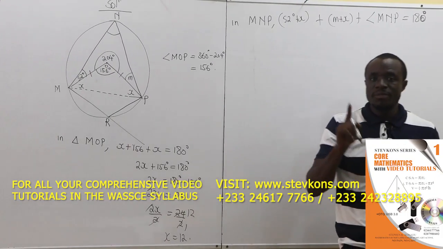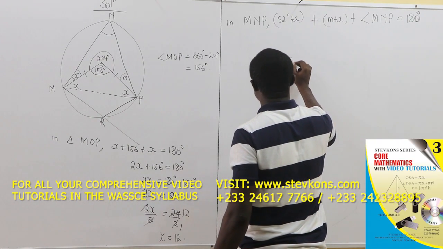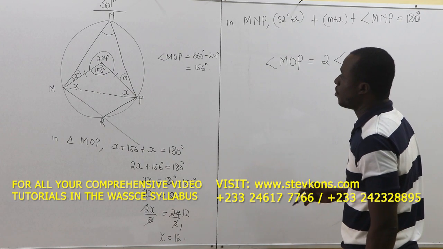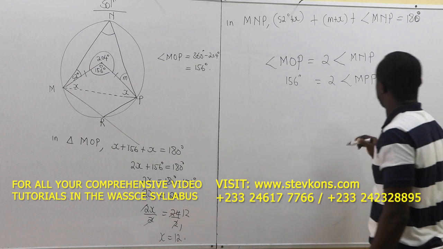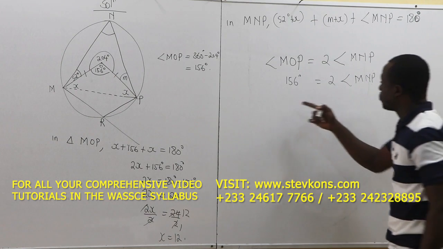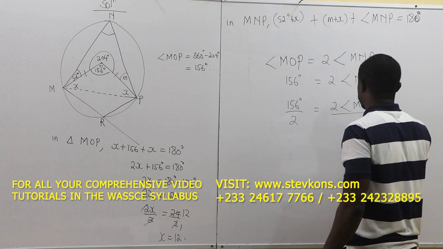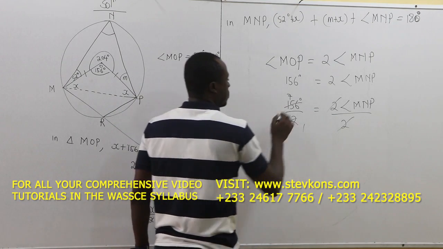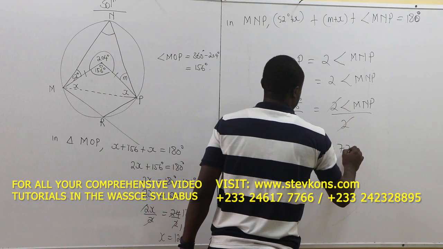Now, the angle a chord makes at the center is twice the angle that it makes at the circumference. So you know that angle MOP is equal to 2 times angle MNP. Now what is MOP? MOP is 156 degrees and it's equal to 2 times angle MNP. We want to find angle MNP, so we divide both sides by 2. So 156 degrees over 2 equals angle MNP. 2 goes into 15, that is 7 times, and 2 into 16, so that will be 78. So clearly angle MNP is equal to 78 degrees.